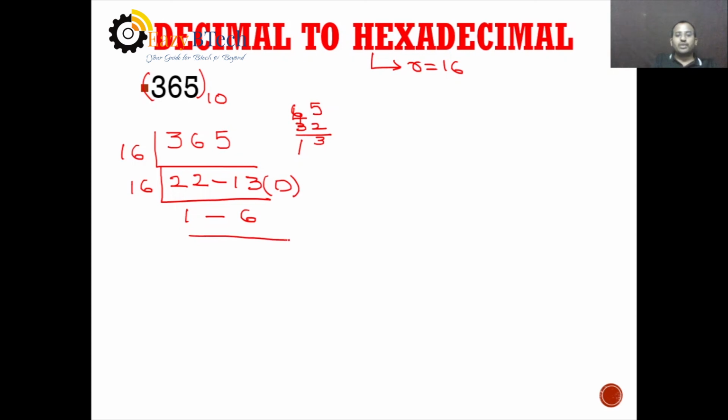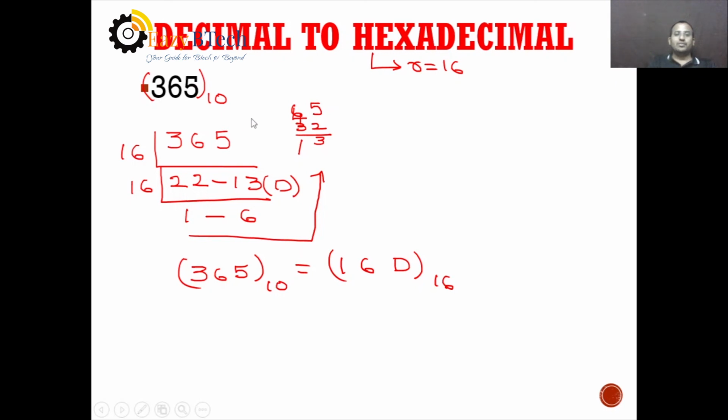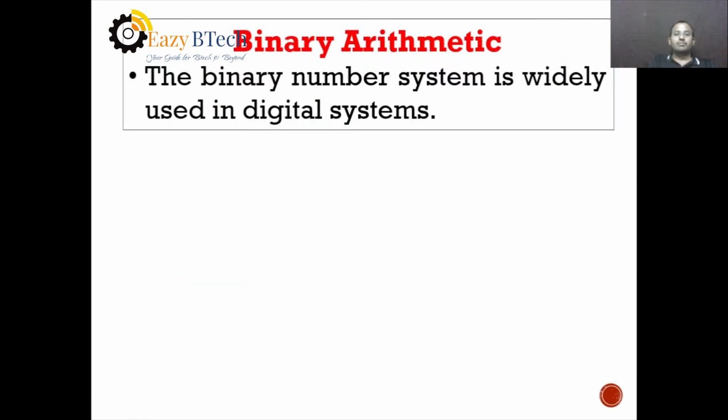Now we have to write the remainders in the reverse order, or bottom to top. So for the given 365, the corresponding hexadecimal equivalent is 16D. This is the corresponding hexadecimal equivalent. We have to divide the given decimal number with whatever radix we have to find, right? We will see one more example.